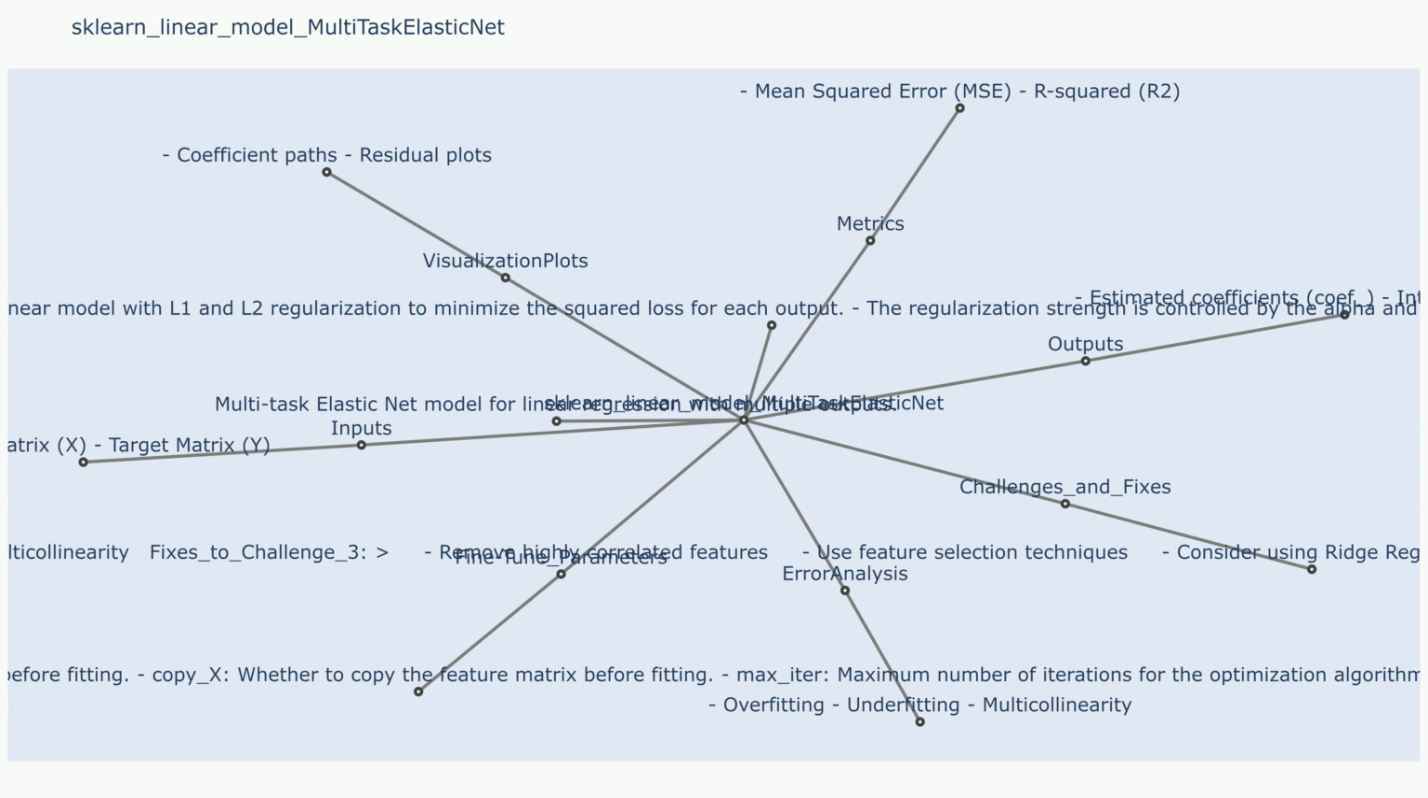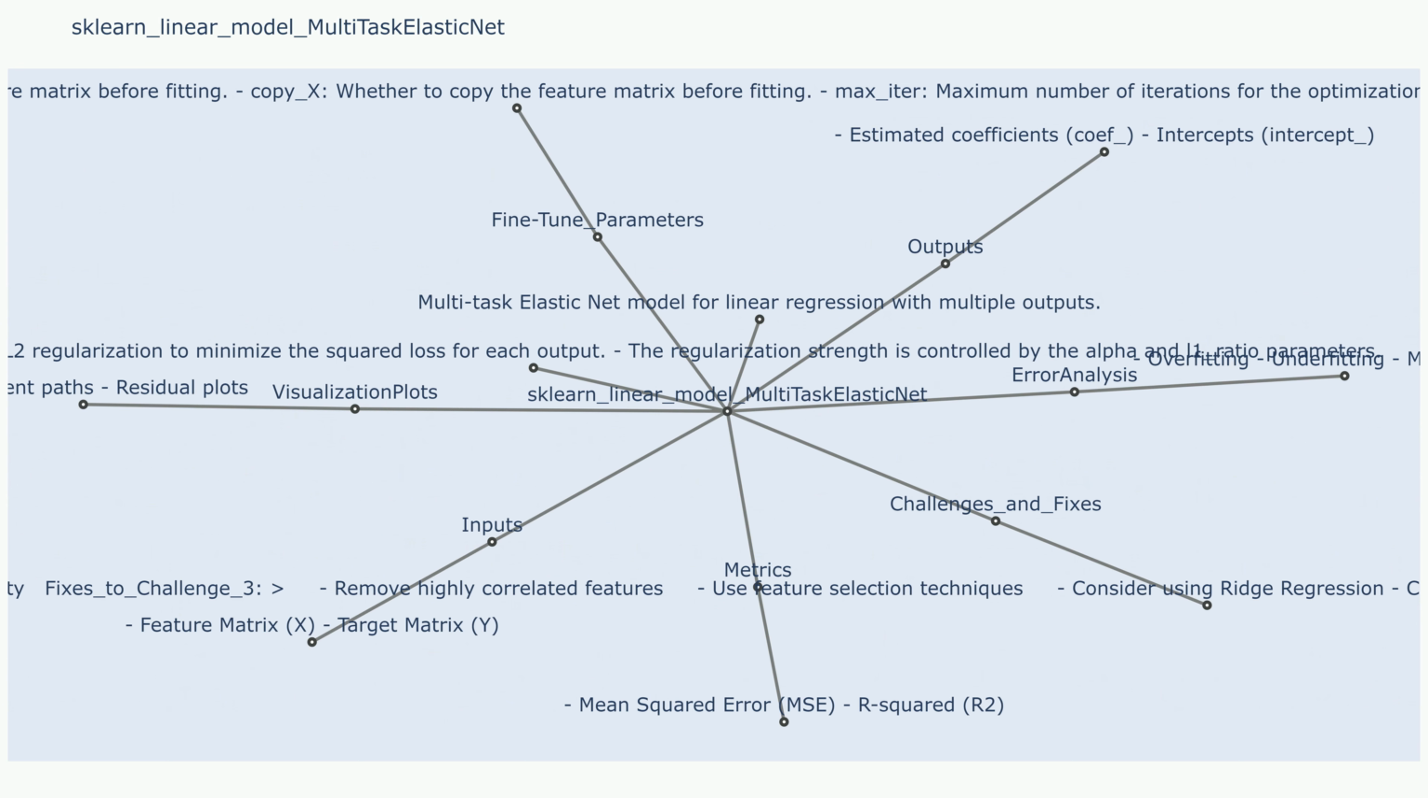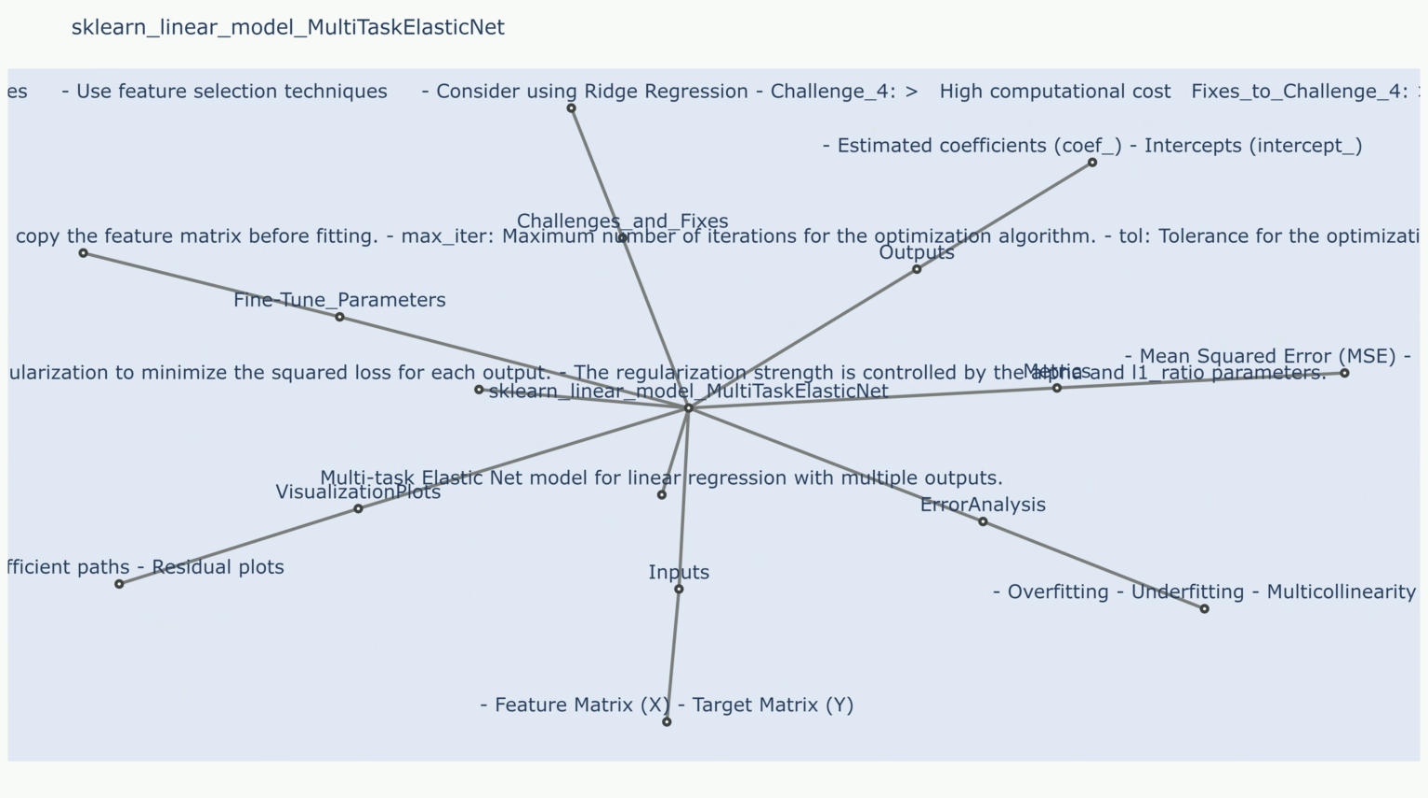Visualization plots: Scatter plot of the predicted values vs the actual values. This can be used to visually assess the accuracy of the model. Residual plot: This can be used to identify any patterns in the residuals that might indicate that the model is not a good fit for the data. Coefficient plot: This can be used to visualize the coefficients of the model and identify which features are most important.